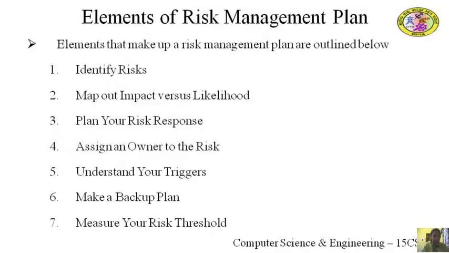Fourth element is assigning an owner to the risk. Additionally, you will also want to assign a risk owner to each risk. While the default is usually the project manager, you may want it to be specific. When you create your matrix, list out the owner of each risk. That way, no one is confused as to who will need to implement the response once the risk occurs, and the owner can take immediate action.